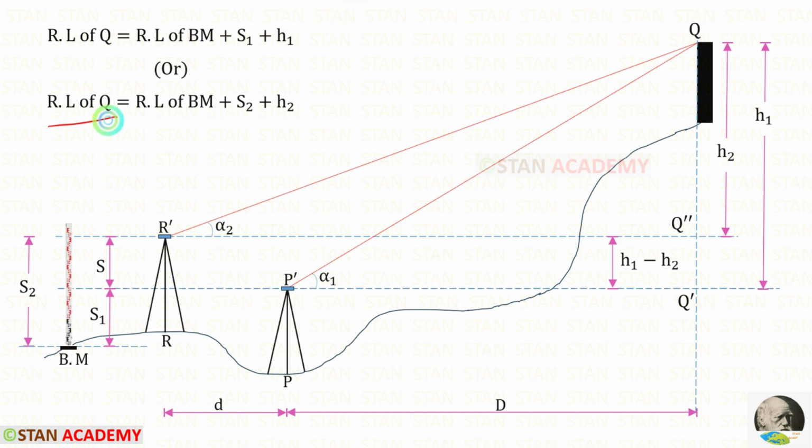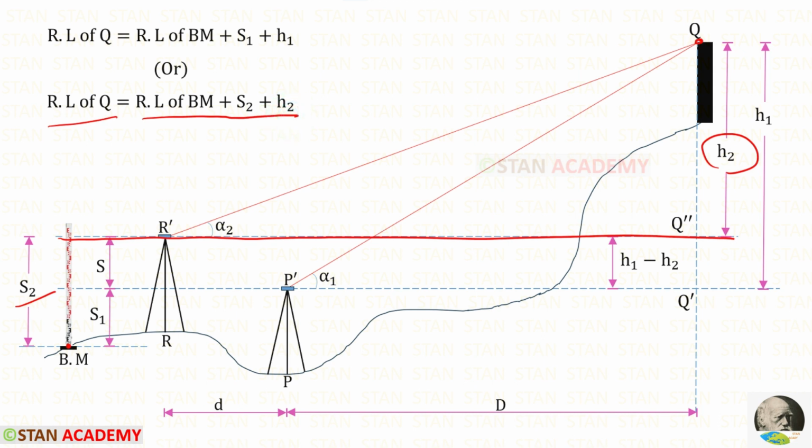Let us see the second method. First, we need to add the reduced level of the benchmark with the staff reading S2 so that we will be in this line. Then to get the top of the tower, we have to add H2. So it will be reduced level of benchmark plus S2 plus H2.